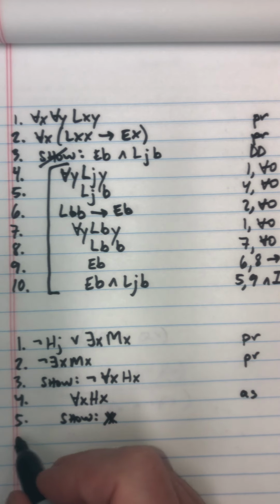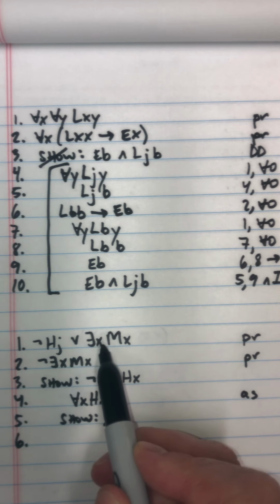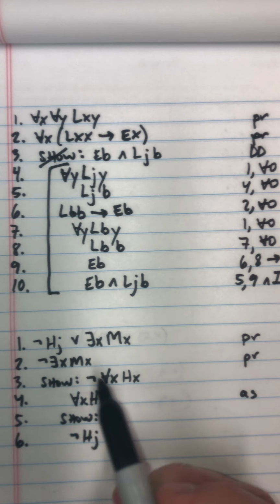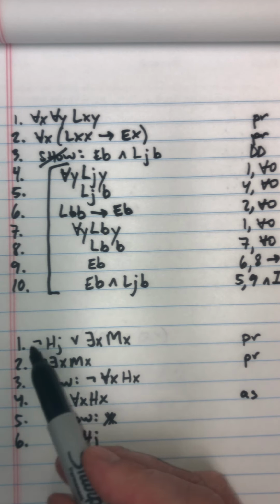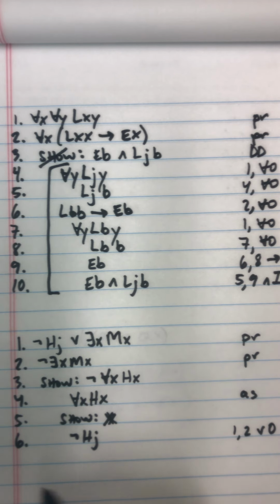How should we proceed here? Well, notice 1 and 2. That's a perfect form for or out. So we can derive not hj. Since we know that this is false, we know that this must be true. So we get not hj from 1 and 2 by or out. Okay?